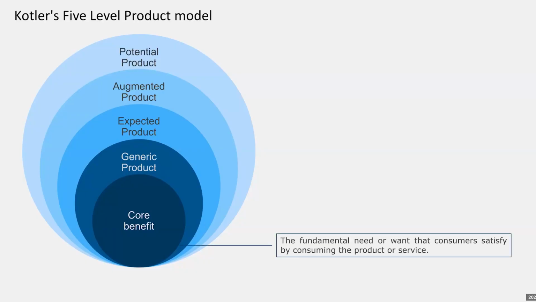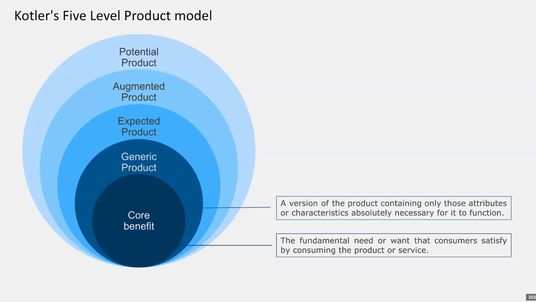So at the core lies the fundamental need that you're serving, right? Remember we said the core need has to be served. This is like the bare minimum. This is where the need of the product itself is justified. But that's not enough for you to have a viable product. There is the generic product, which is one level above the core benefit.